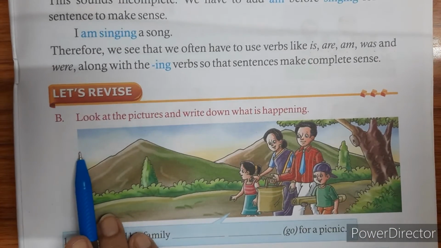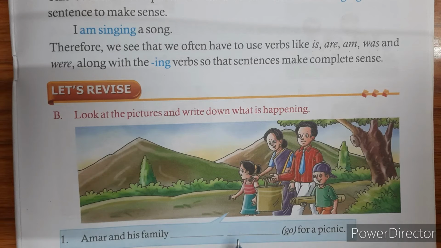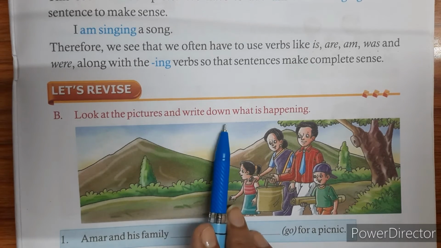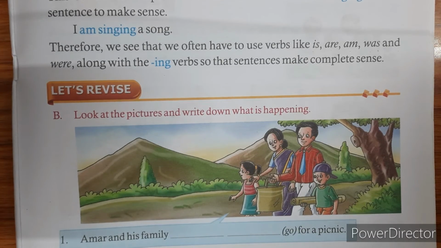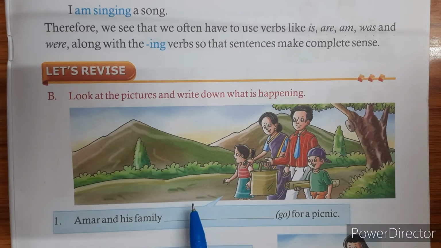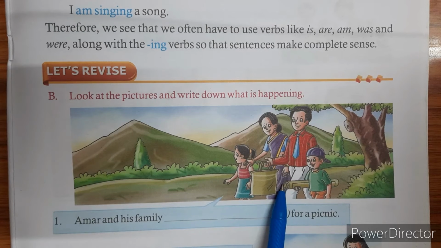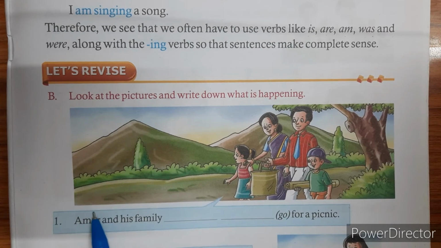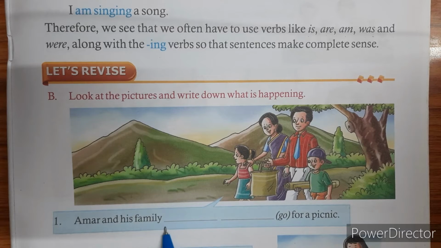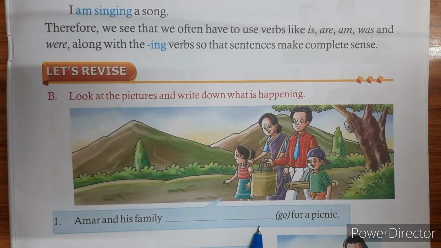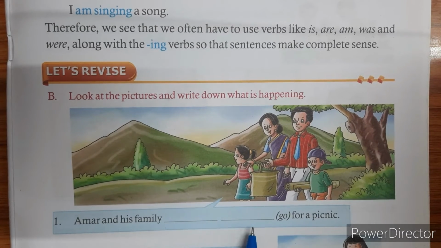Now, let's revise so we get a better idea how we will use helping verbs with ing verbs. Look at the pictures and write down what is happening. So, the first picture you can see looks like this family has come out for a picnic. Correct? So, "Amar and his family, dash, dash, go for a picnic."